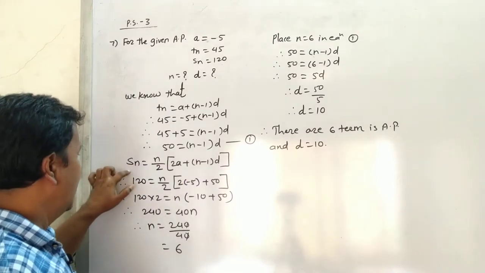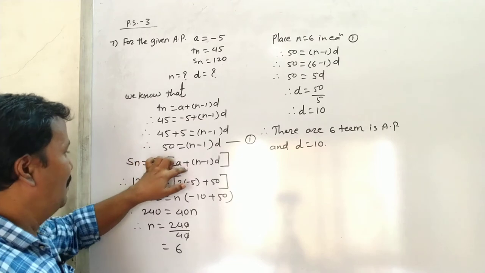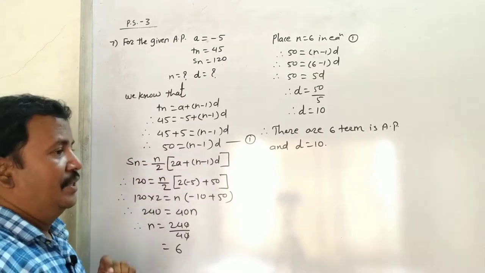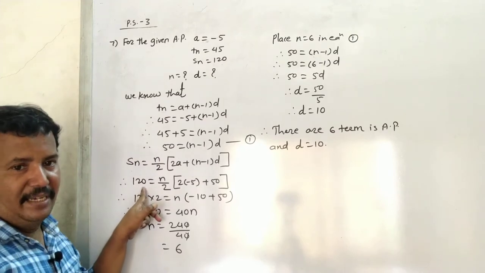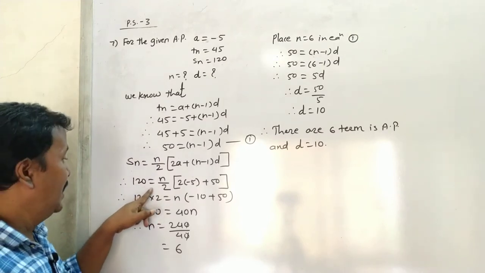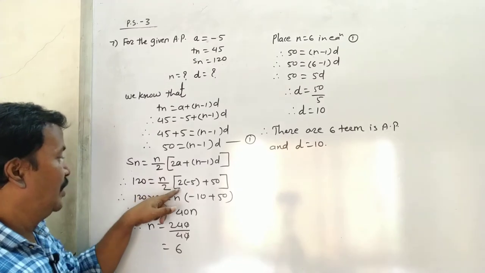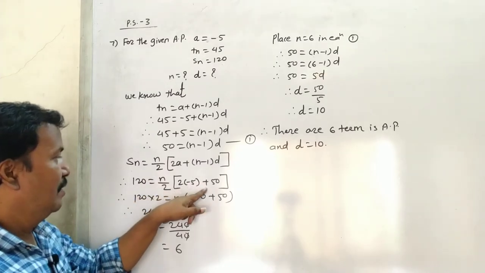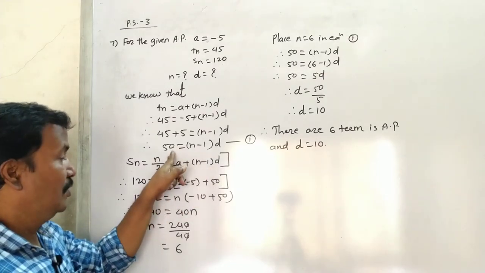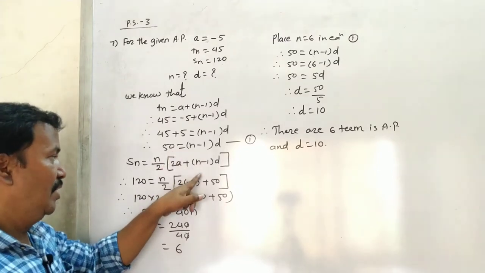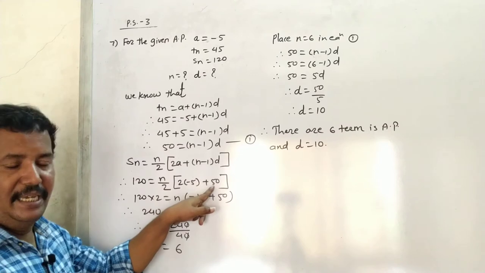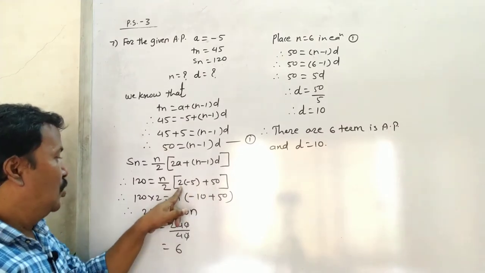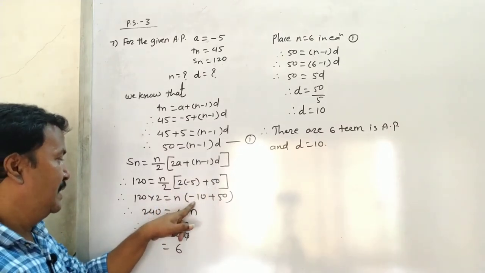Now Sn is equal to n upon 2 into 2a plus n minus 1 into d. Right? So 120, because we know Sn is 120. Then 120 is equal to n upon 2 into 2 into minus 5 plus n minus 1 into d, which is equal to 50. Therefore, we can write 50 in its place. Understood? 2 into minus 5 is minus 10.